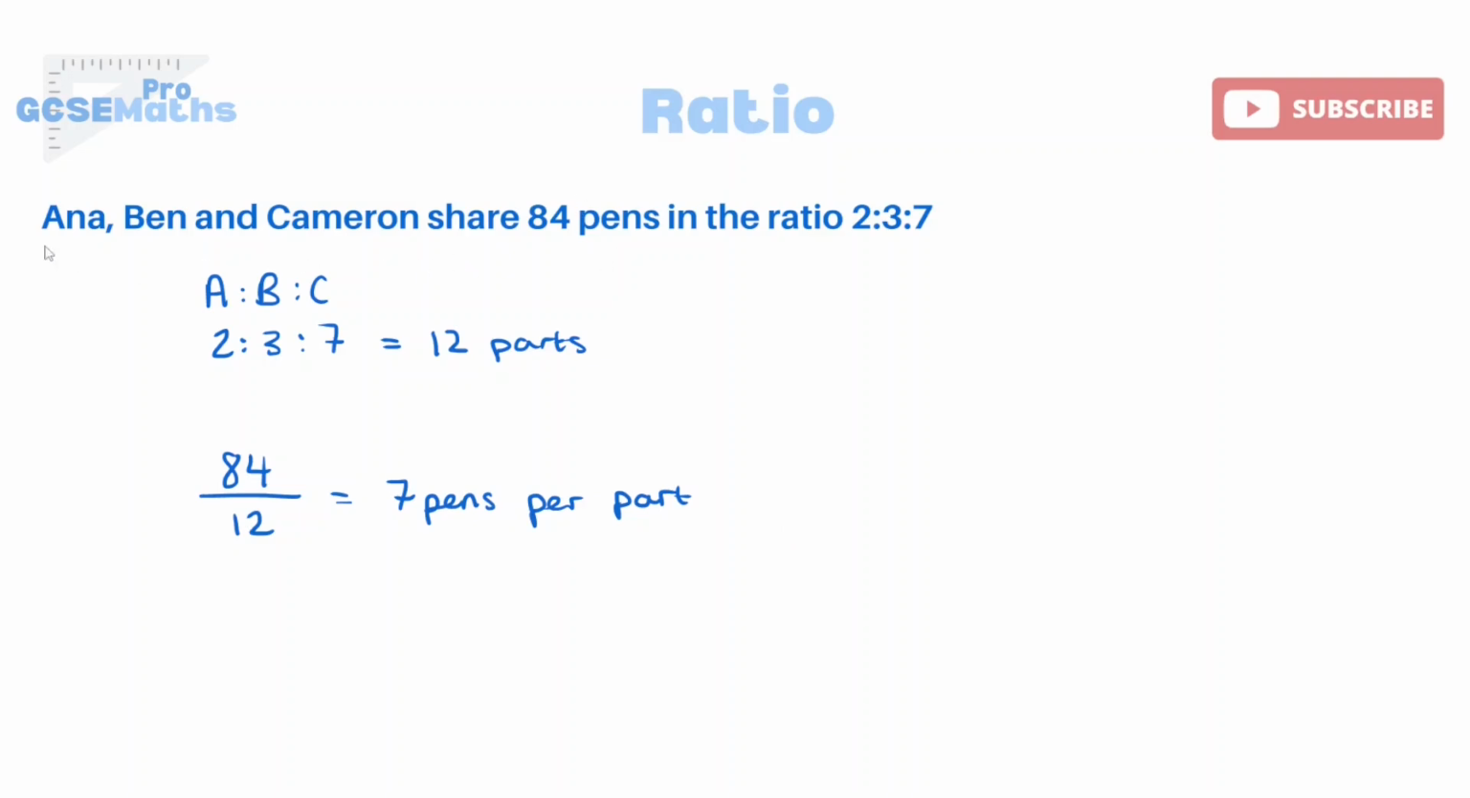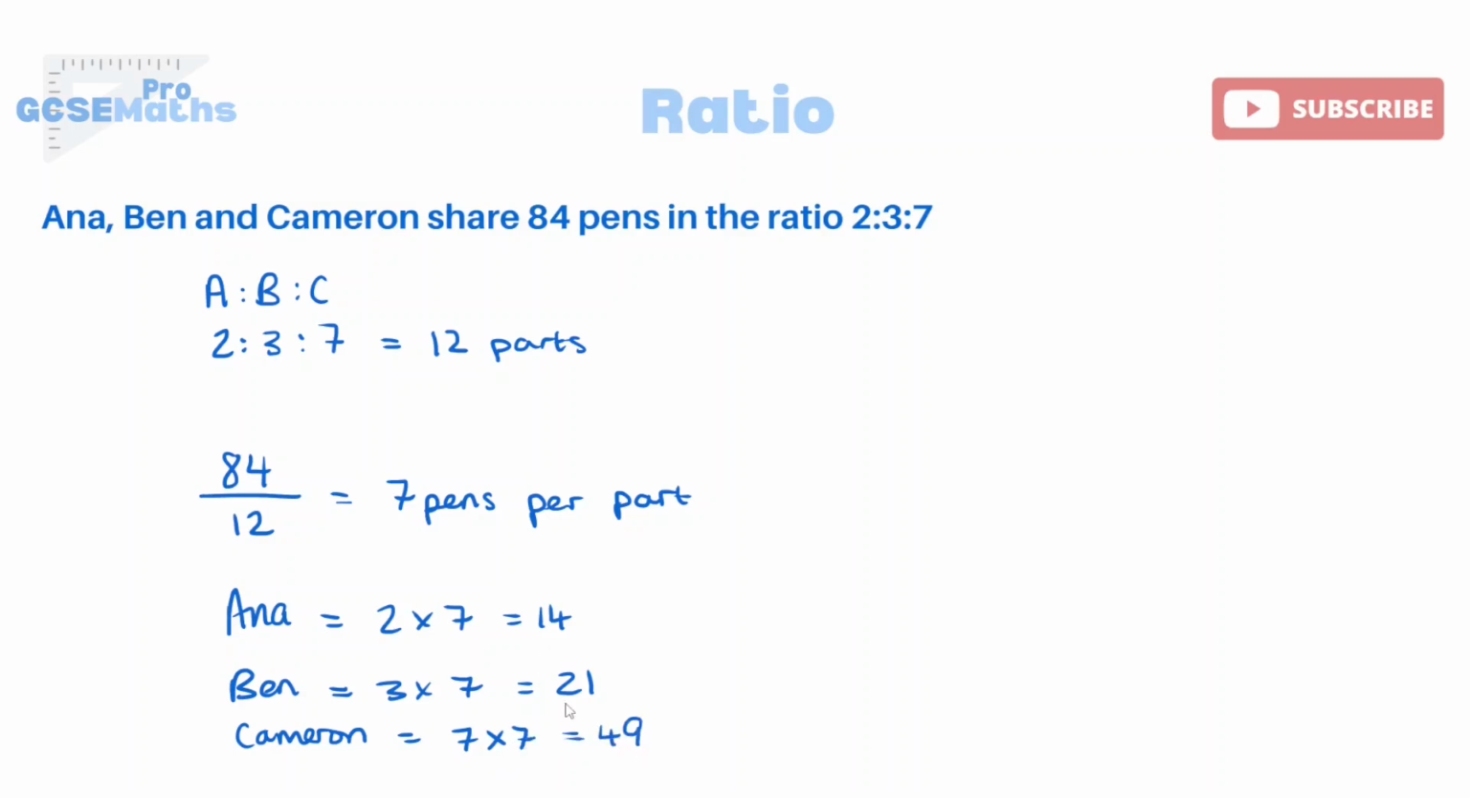And now they've asked us to find out basically all 3 of them, haven't they? So we are just going to do exactly the same as before. We're going to multiply the number of pens per part with the number of parts for all 3. So Anna is going to be 2 times 7 pens, which is 14. We've got Ben, who's going to be 3 times 7, which gives me 21. And finally, Cameron is 7 times 7, which is 49. And again, you can double check. These, all 3 of them together, should add up to 84. Okay, so if you've got a 3-part ratio, it's still exactly the same method, so don't panic if you see that.